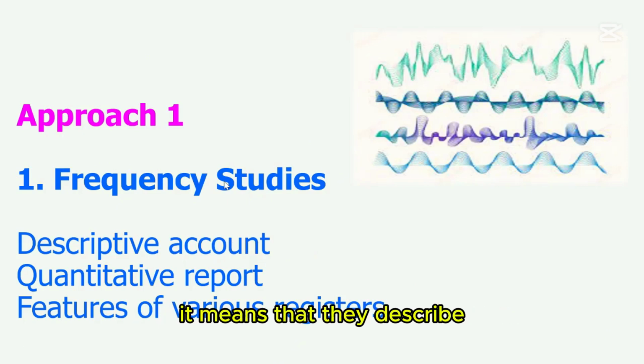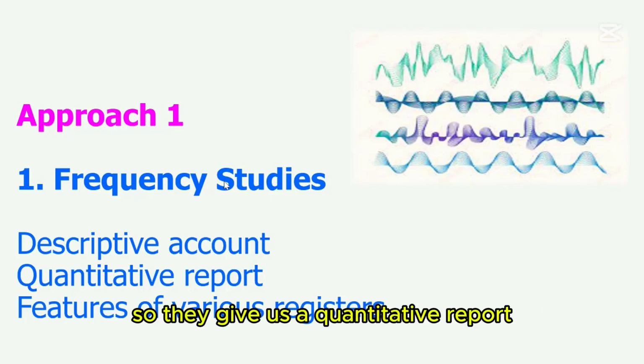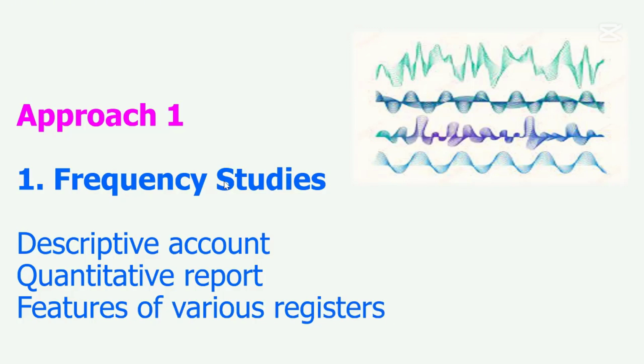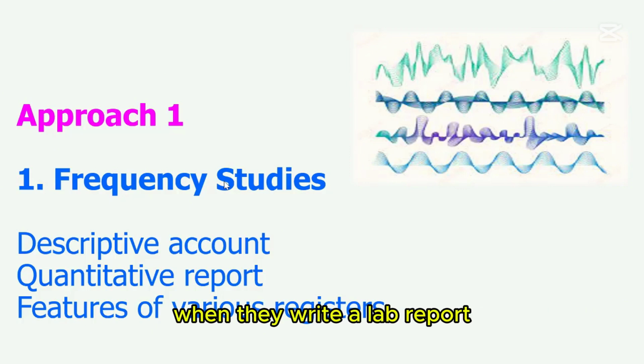It means that they describe the way language is used in each community. So they give us a quantitative report. For example, experts in chemistry use passive voice verbs more than active voice verbs when they write a lab report. This is a quantitative report.